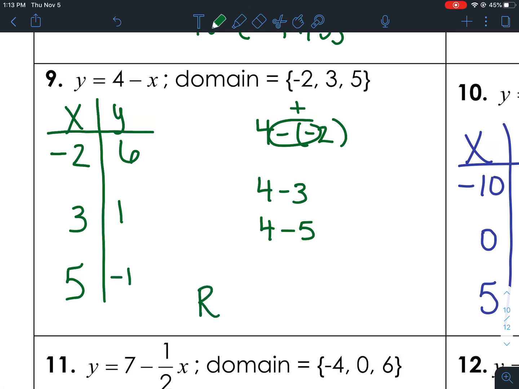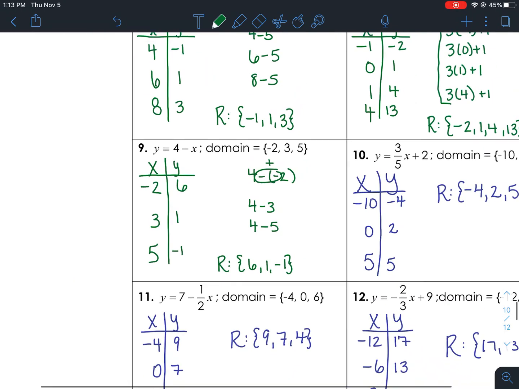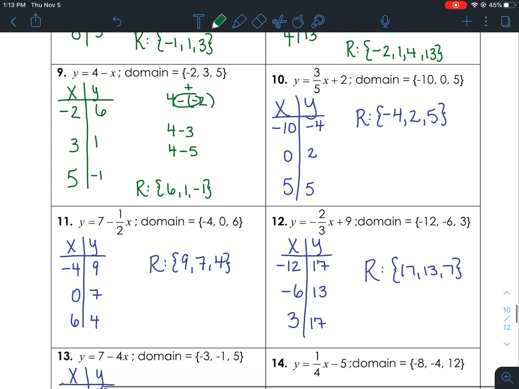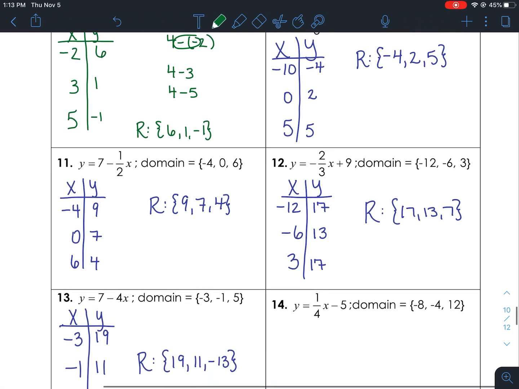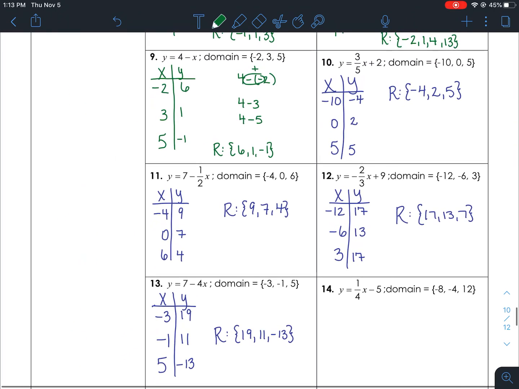I'm just going to write my range right here. That would be 6, 1, and negative 1. Perfect. So again, pause the video, see if you can do 10, 11, 12, and I'll even zoom out a little bit more so you can get 13 in there. All right, and we're going to finish this video off with number 14.